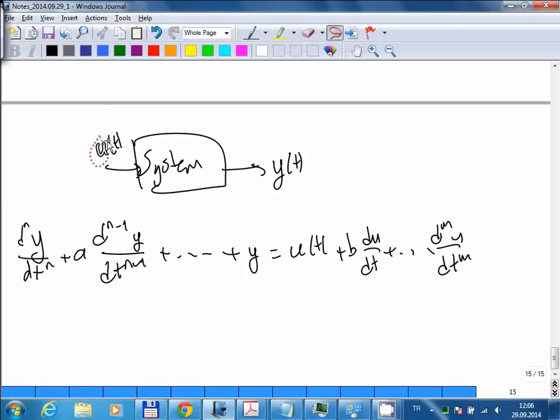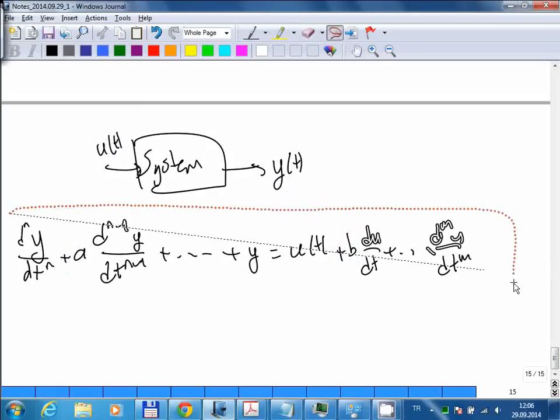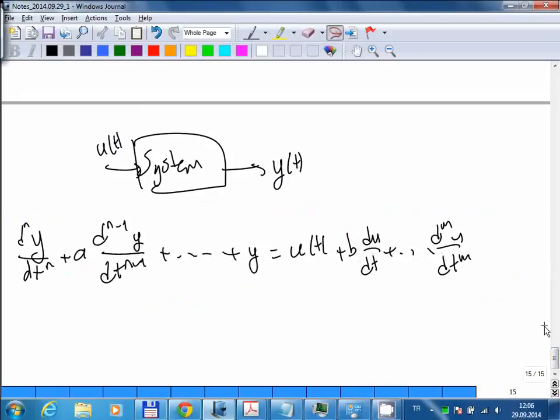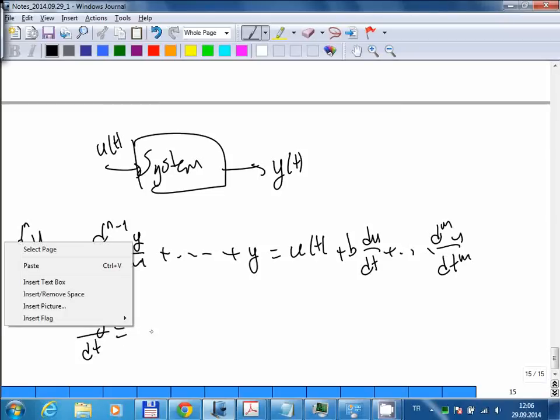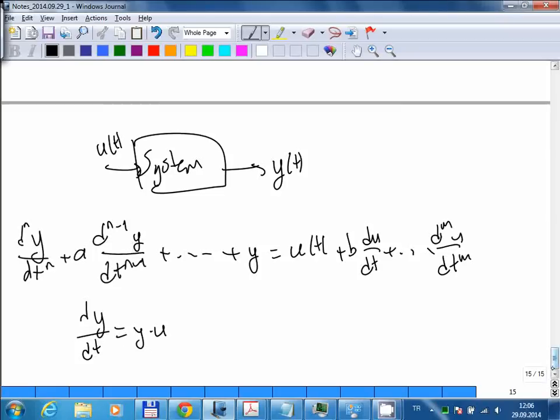So the input variable is u, the output variable is y, and for a linear system, these variables and their time derivatives appear through linear functions. So if all these coefficients are constant numbers, then this is an equation for a linear system. If you have something like this in the system equation, this is a nonlinear system because you have output and input appearing as a multiplicative term. So there cannot be multiplications of such terms, or you cannot have higher order terms. So this is a nonlinear system.